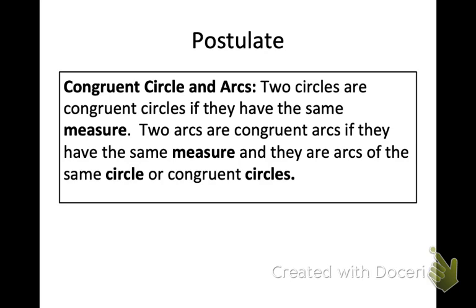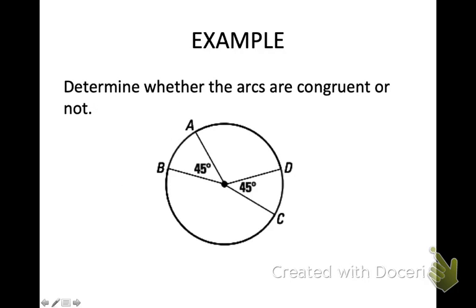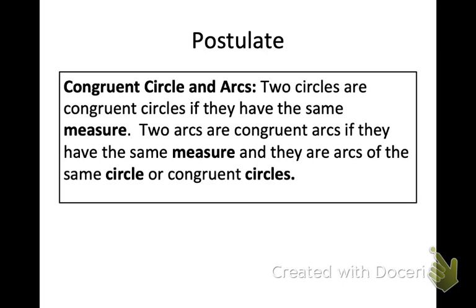Two circles are congruent circles if they have the same measure, which makes sense. If they have the same radii, so if one circle has a radius of 5 inches and the other circle has a radius of 5 inches, they're going to be congruent. Two arcs are congruent arcs if they have the same measure. So if they have the same central angle and the arcs are of the same circle or congruent circles.